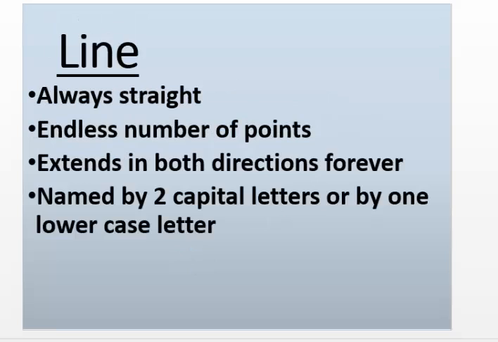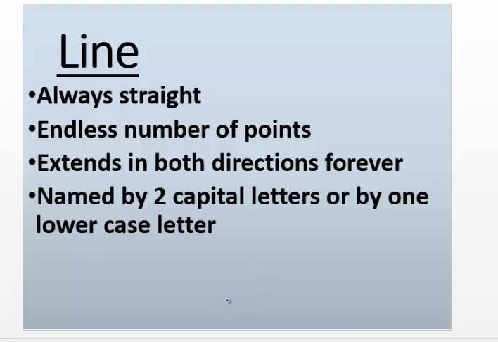The next word we're going to talk about is a line. A line is always straight. It has an endless number of points, meaning a ton of points are making up that line. You can't count the number of points that are on there. It extends in both directions forever, and it's named with 2 capital letters or by 1 lowercase cursive letter.